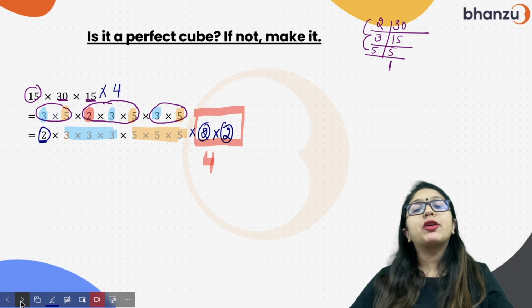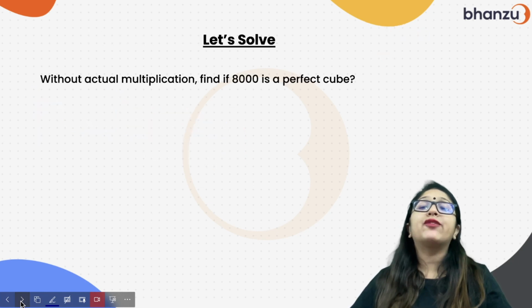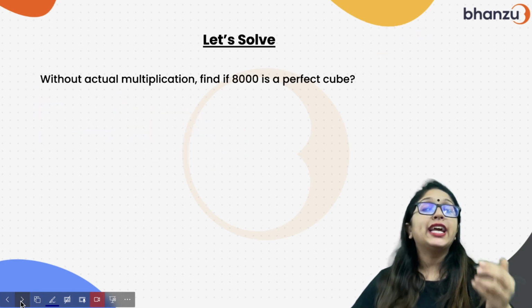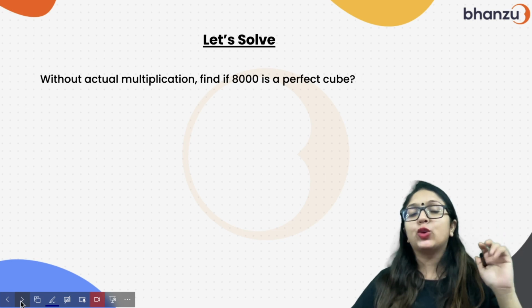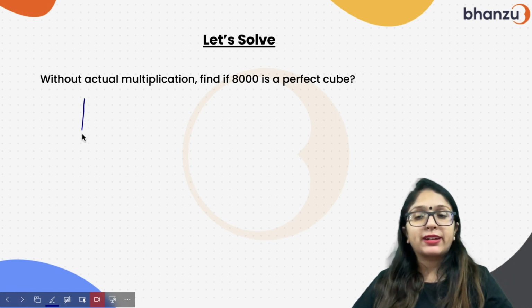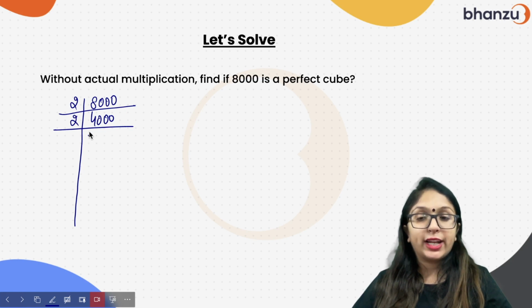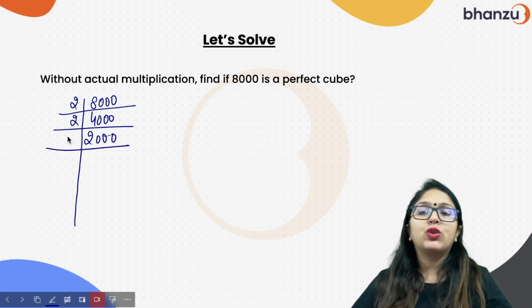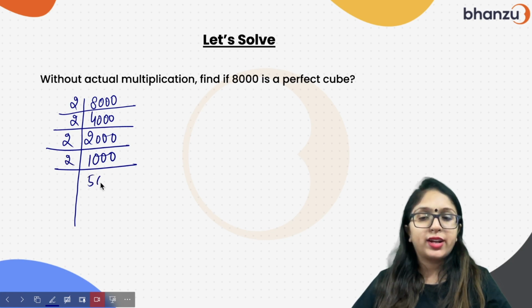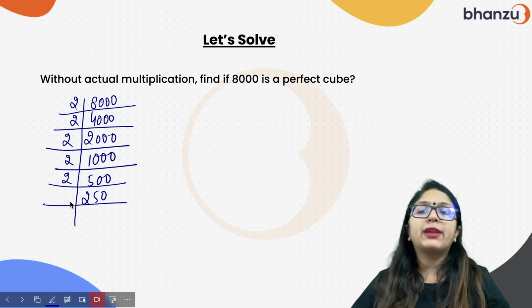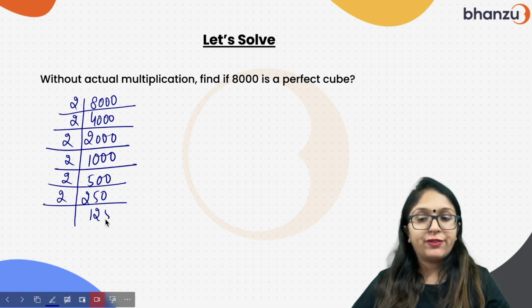Yes. So let's think about the question that we had in the beginning, that without actual multiplication find if 8000 is a perfect cube or not. We can check the prime factorization of the number 8000. Okay. So let's quickly divide by 2 first of all. We will get 4000. Then divide by 2 again. We will get 2000. Then divide by 2 we will get 1000. Then divide by 2 we will get 500. Then divide by 2 we will get 250. Then divide by 2 we will get 125.